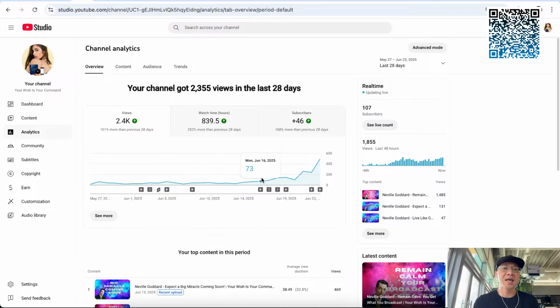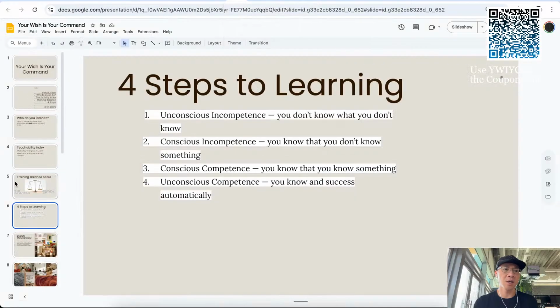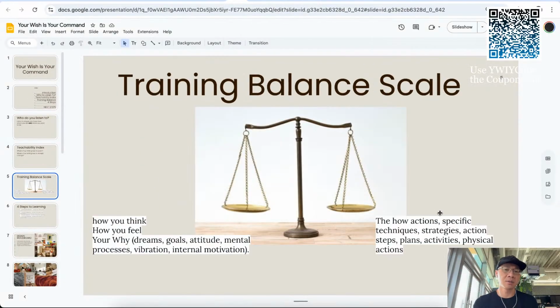But since I've been implementing all these different things, it's not just one thing that I've implemented. It's not just technique. It's about my way of being. What is really down there in the subconscious mind? What is my self-image? How am I projecting in these videos? All these small little things matter. Most people say the reason why your video hasn't really taken off is because you don't know the right techniques. You don't know the strategies. You're missing the hashtags, the action steps, plans, activities, and physical actions.